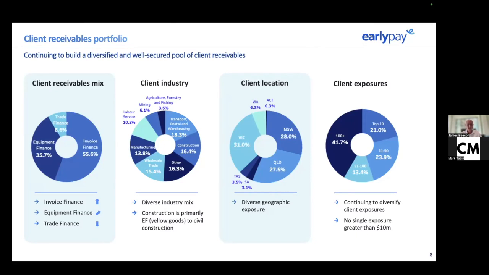We've also made the conscious decision to reduce exposure to trade finance, as that's inherently a riskier product. And it's also contributed to many of the headaches that we had over the past 18 months, and really get back to growing invoice finance, which we think we could be great at. And also equipment finance. Geographically, and by industry, I think it's a pretty good spread of where our clients play.